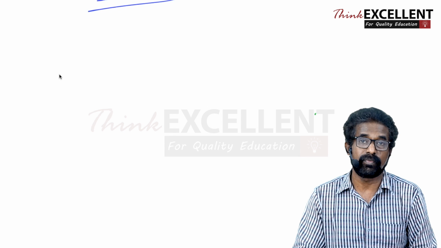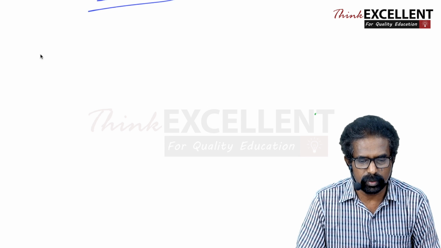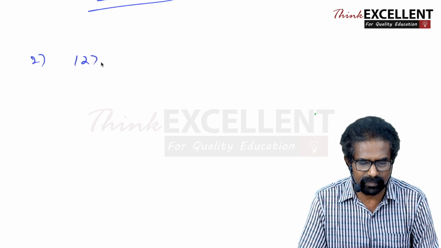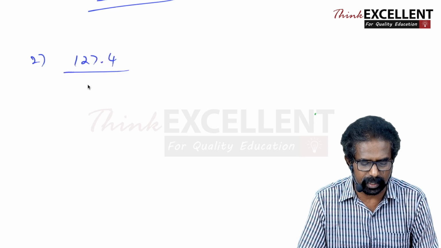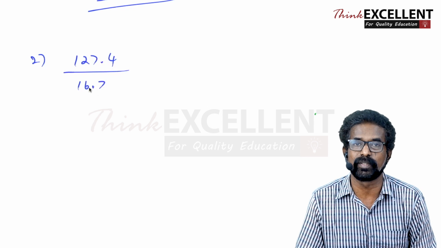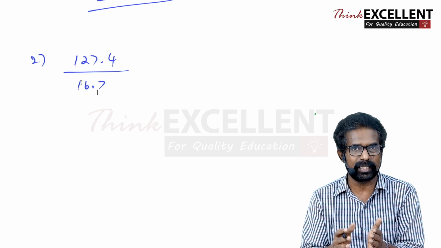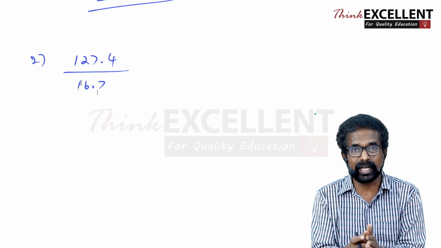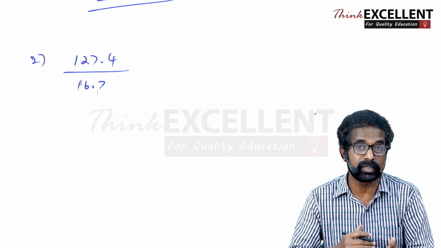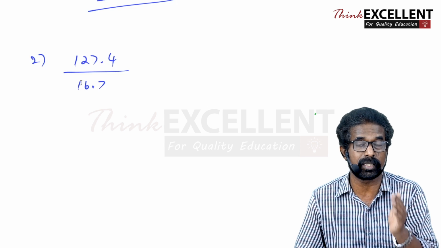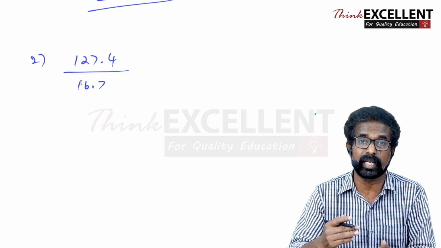Okay, now let us see for division one question, right? Sub question is 127.4 you divide by 16.7. So to multiply what we did, you take the log, add it, antilog. So for divide, take the log of both, you subtract it, then you take antilog, because log of A by B means log A minus log B.